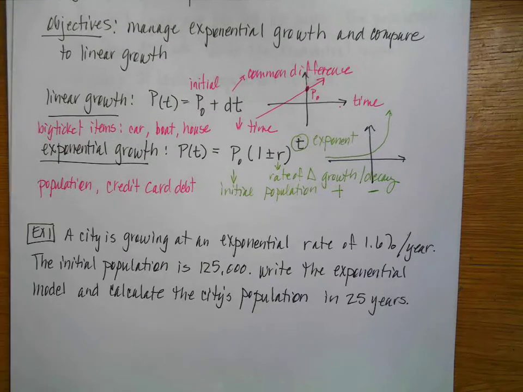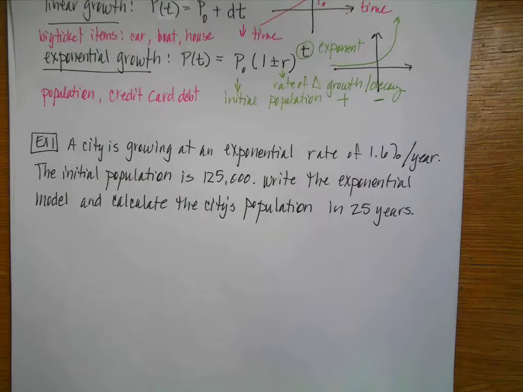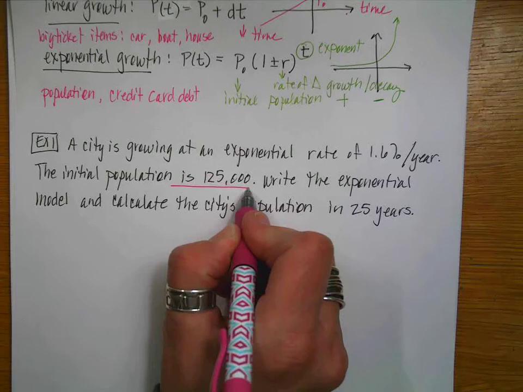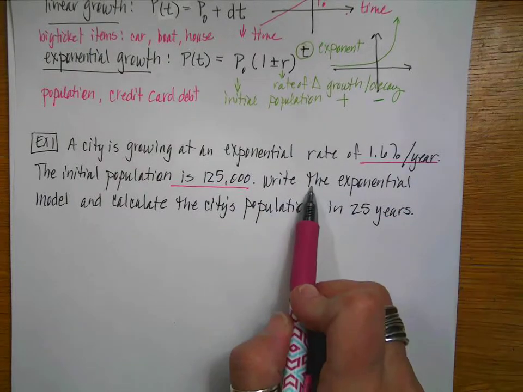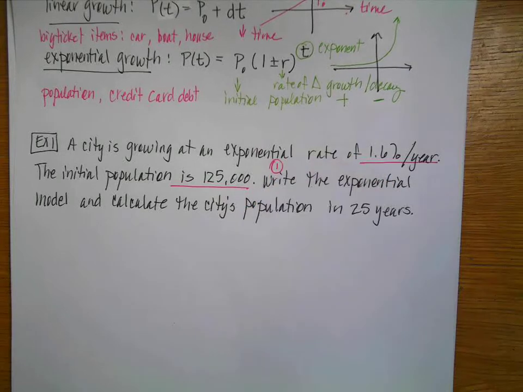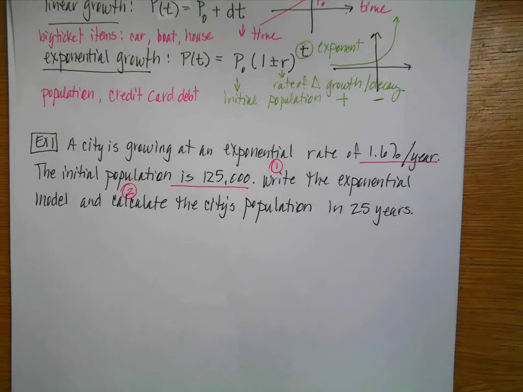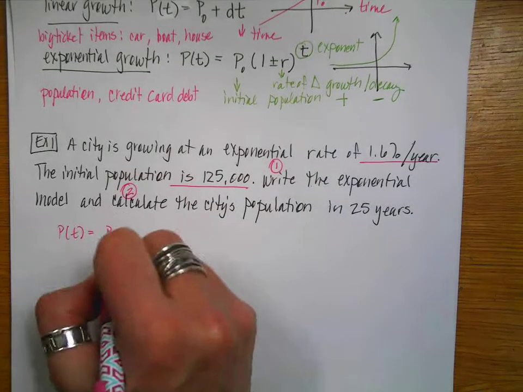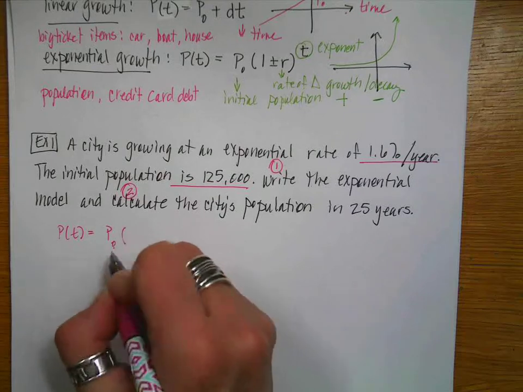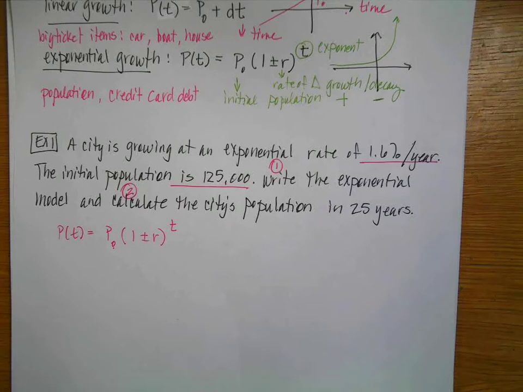We'll use the model that we're talking about today for exponential growth. All right, the first example says a city is growing at an exponential rate of 1.6% per year. The initial population is 125,000. I'm going to underline the important things. The first thing that we're going to do is write the exponential model, because we always have to write the model first. And then we're going to calculate the city's population in 25 years. So my model, P of t, is going to equal the initial population times 1 plus or minus r raised to the t.